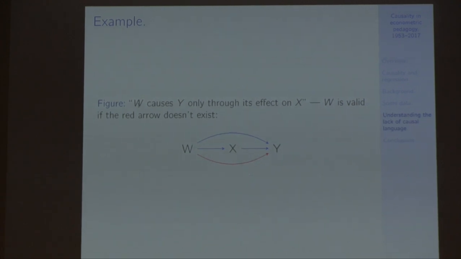Sorry, I've actually screwed up the graph. So pretend the top blue line isn't there. So what we're saying is if the red line doesn't exist, this is a valid instrument. If there's no causal effect of W on Y, the only reason why W and Y should be correlated is because of the effect of W on Y via X, then W is valid.